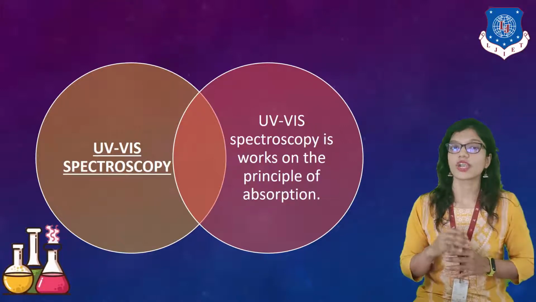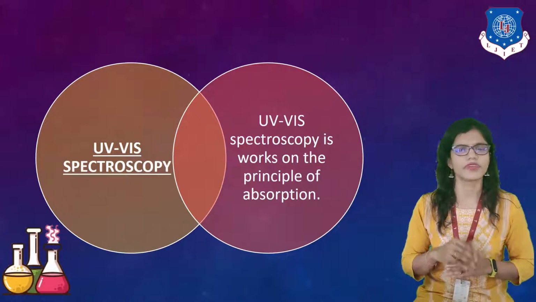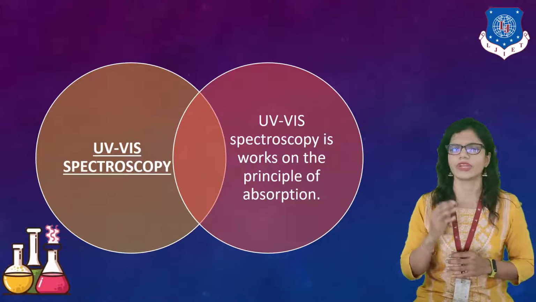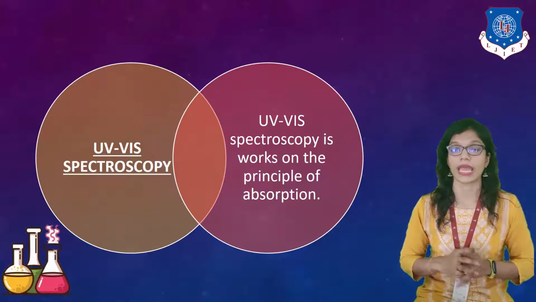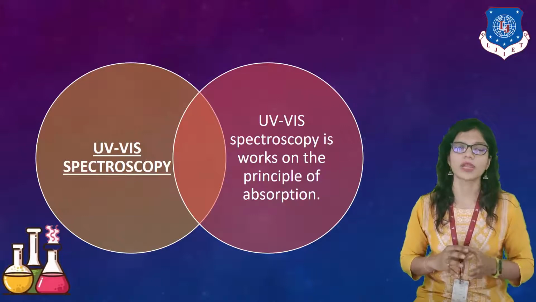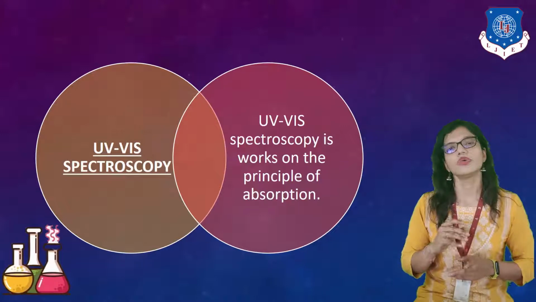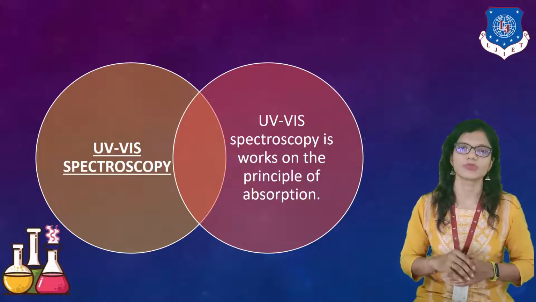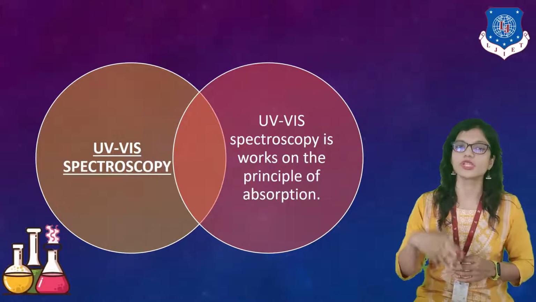The samples which are non-colored in nature can be detected using UV. If it doesn't show any kind of color, and if it is present in very low levels, then we can detect it using UV. If the sample is colored in nature, then we can analyze it through the visible range. That means we can get an idea of that particular sample, a qualitative or a quantitative analysis done using the visible range, because in the visible range we can observe that color.